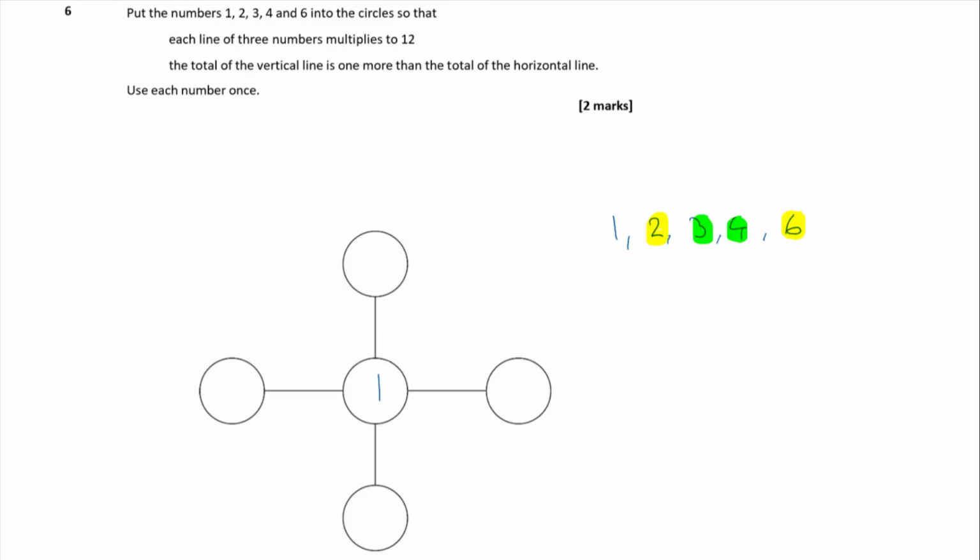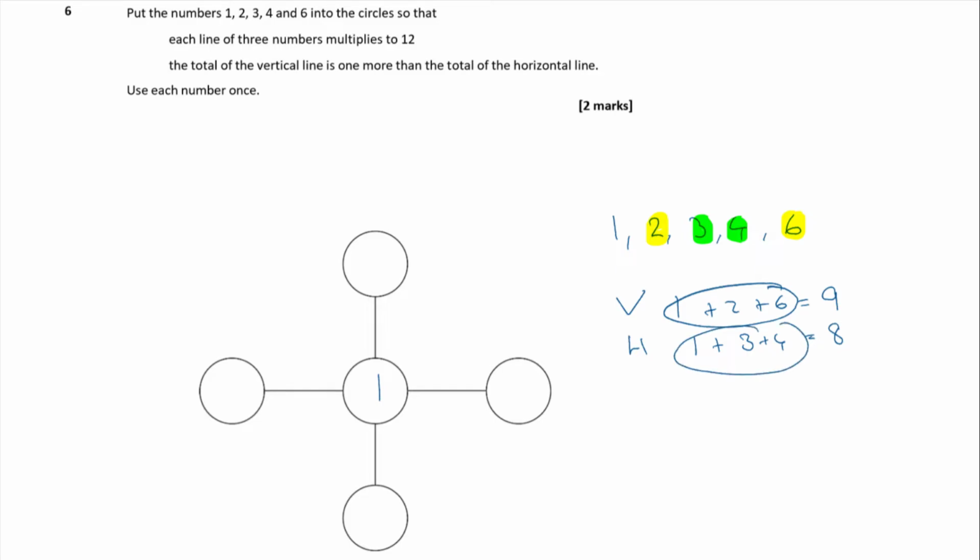Does it? So then each of the 3 lines will multiply to give you 12. That is true. And the total of the vertical line is one more than the total of the horizontal line. So what does 1 plus 2 plus 6 add up to? That adds up to 9. And 1 plus 3 plus 4 would add up to 8. So the total of the vertical line is 1 more than the total of the horizontal line. Okay, so the bigger one, the 1 and the 2 and the 6, are going to have to be the vertical line, and then the horizontal line is 1 less. It's those 3.